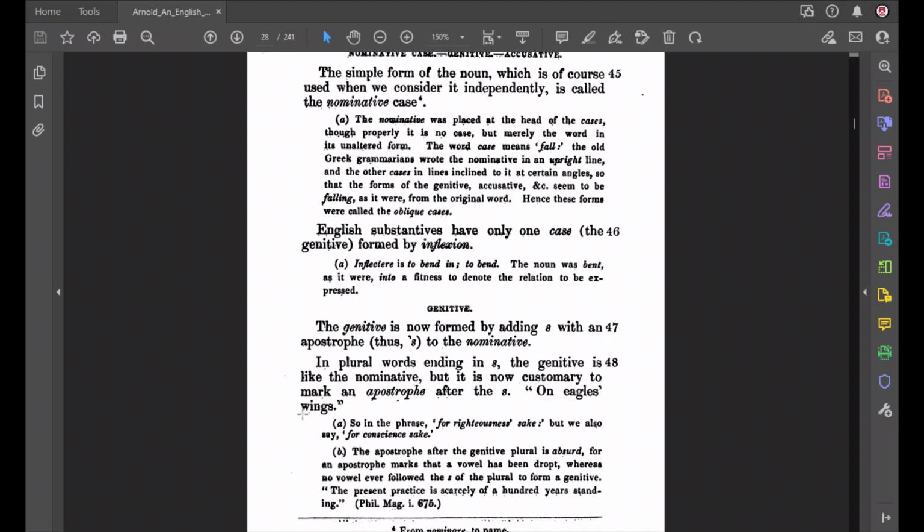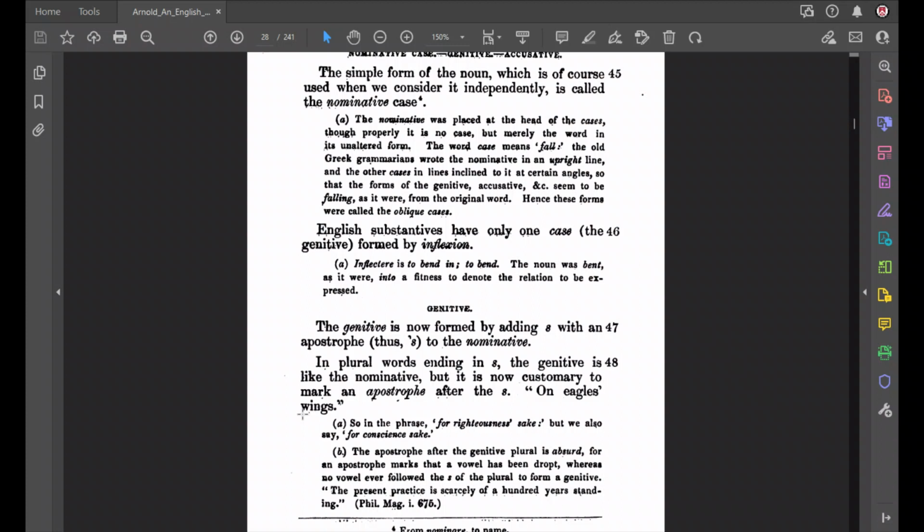Paragraph 47. The genitive case is now formed by adding apostrophe s to the nominative case. Take the nominative form of the noun, add apostrophe s, and that forms the genitive case. And that form, the genitive case, is used to express certain relations.